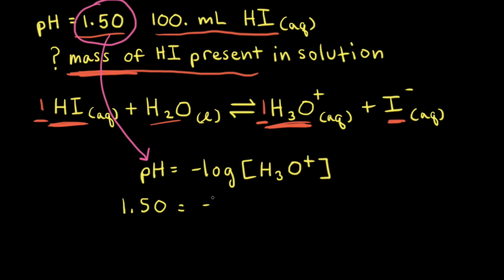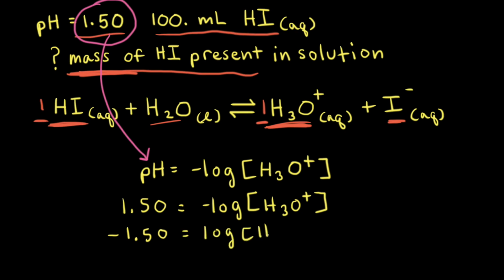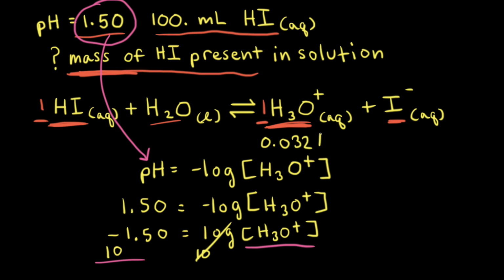1.50 is equal to the negative log of the concentration of hydronium ions. To solve for the concentration of hydronium ions, we can first move the negative sign to the left side, which gives us negative 1.50 is equal to the log of the concentration of hydronium ions. And to get rid of the log, we can take 10 to both sides. So the concentration of hydronium ions is equal to 10 to the negative 1.50, which is equal to 0.032. So the concentration of hydronium ions is 0.032 molar.